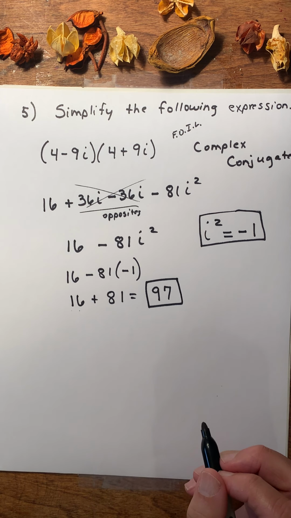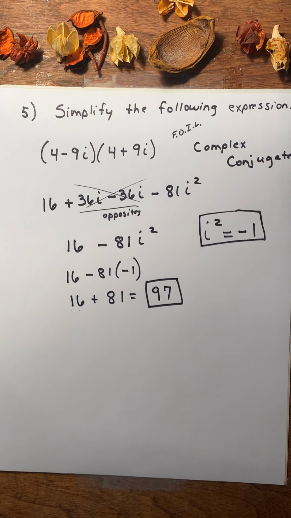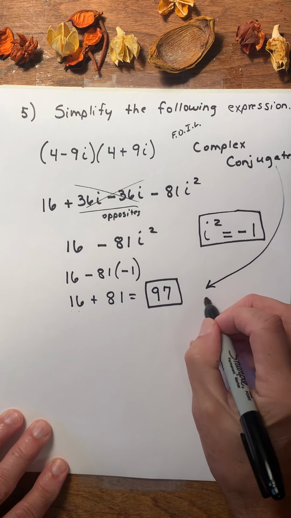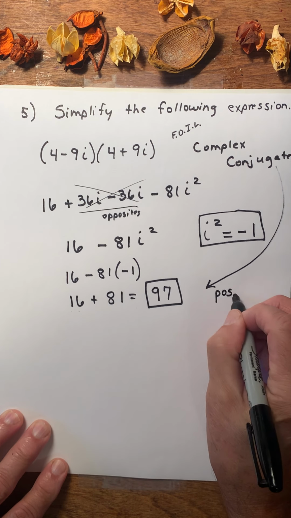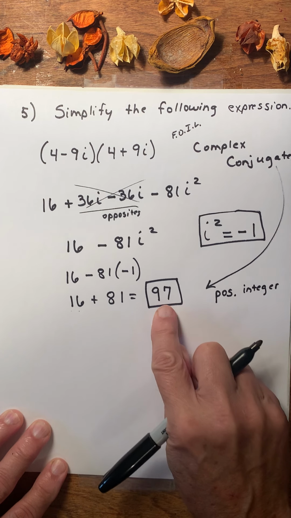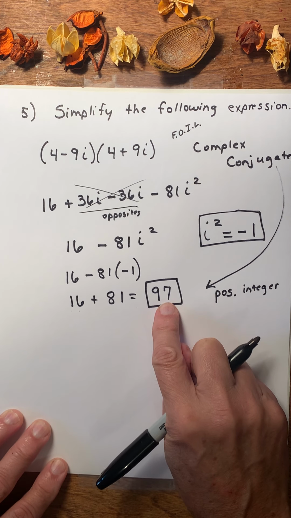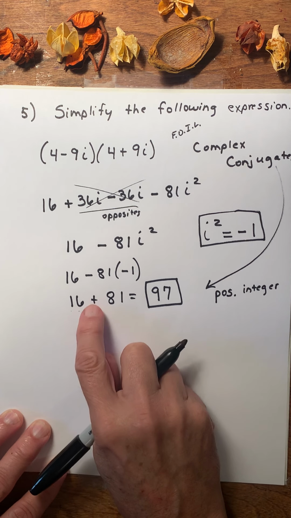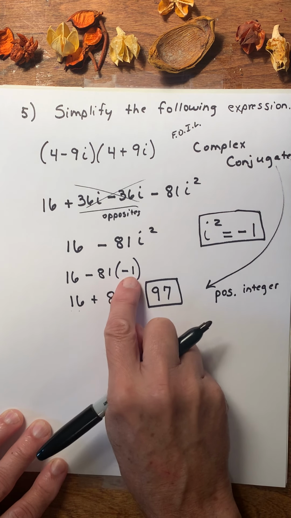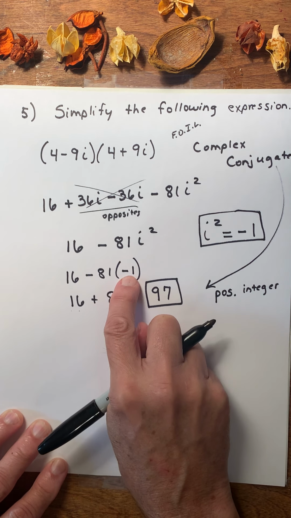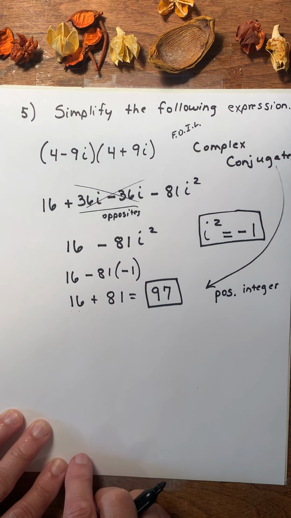And here's something else I learn from multiplying complex conjugates. When I multiply complex conjugates, I will always get a positive integer. Notice no more i's, no negatives, always a positive number plus a positive number. Why is it always going to be positive? Because that i squared is always going to be a negative 1. A negative times a negative 1 will always give you a positive number.